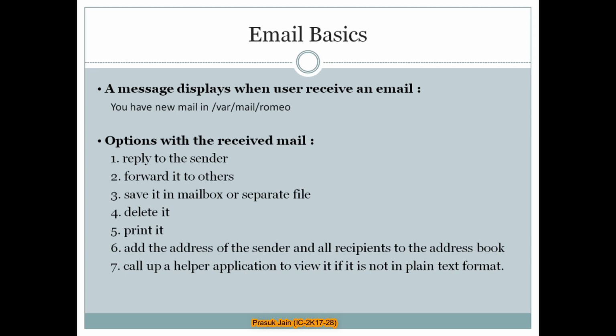Second, forward it to others. The mail you received from a sender, you can forward it to others, so the information transfers from you to others. Third, save it in mailbox or a separate file. Like if you want to save it for future viewing, you can save it in the mailbox or in your separate file. Fourth, delete it. You can delete it if you don't like the message or if you want to release some memory. Fifth, print it. If a printer is attached to your computer, you can print that mail to a hard copy.